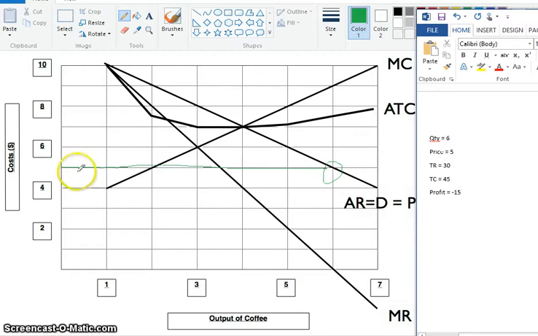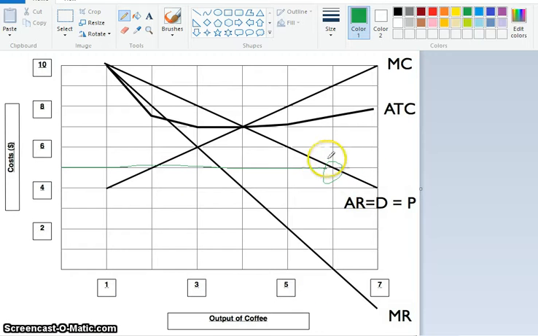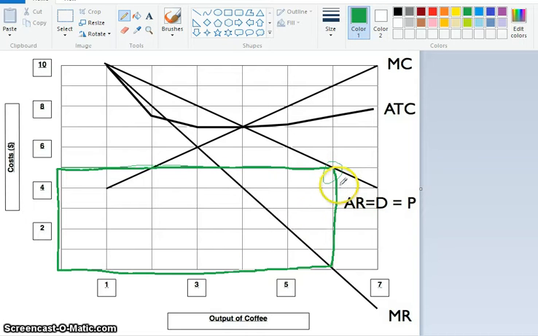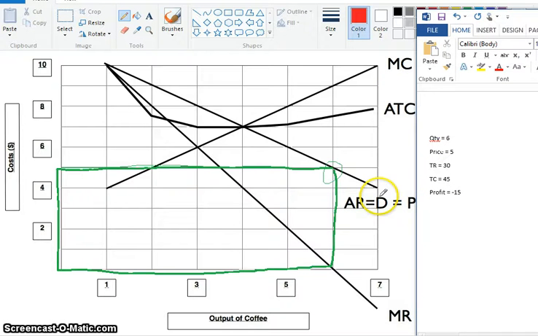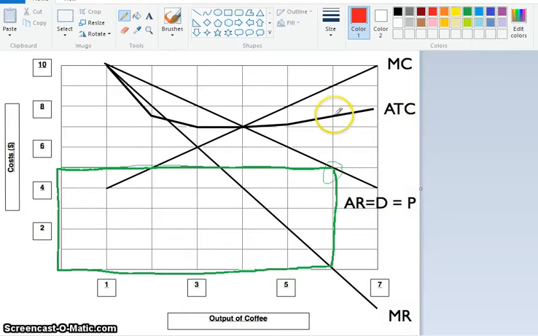So 5 times 6. So this box right here is my total revenue. Okay. Did it draw it? There we go. Okay, that's my total revenue box. Let's get red for my total cost box, and let's see. The total cost should be 45. Now, how am I going to do that? Well, let's see here. It looks like we're at a quantity of 6. We got to go up to the average total cost. We got to go to right here.